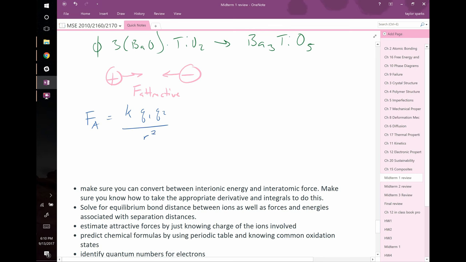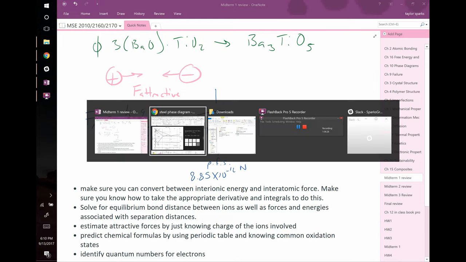That's from physics, right? That's what you saw in physics for Coulombic attraction. In this class, it's still Coulombic attraction, but we break k up into smaller things, and we say it's 1 over 4 pi epsilon naught. This is the permittivity of free space, which is 8.85 times 10 to the negative 12.